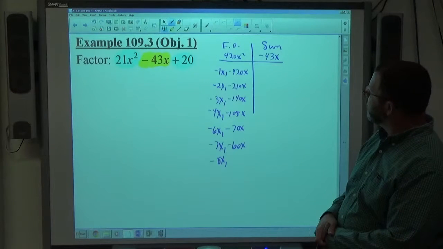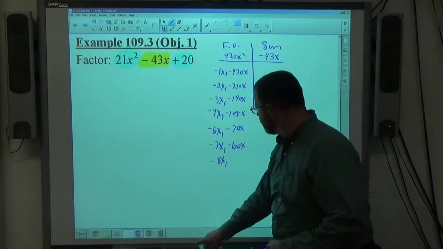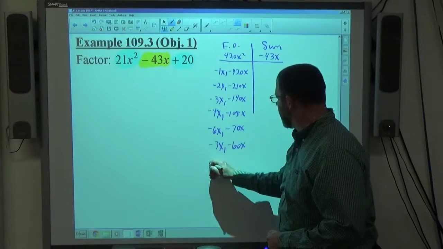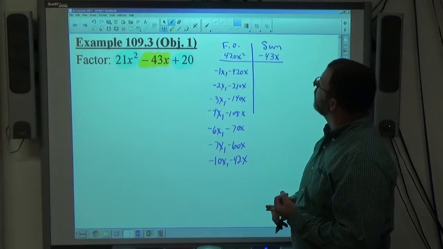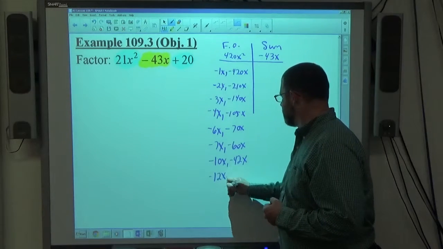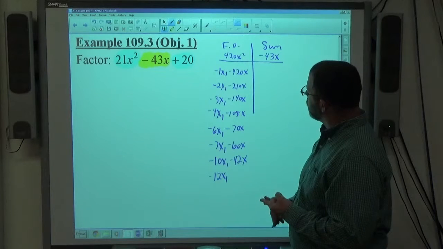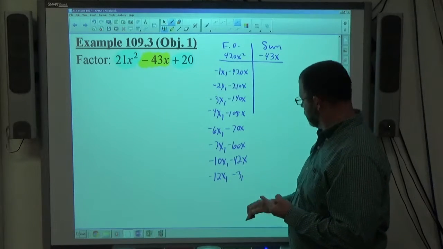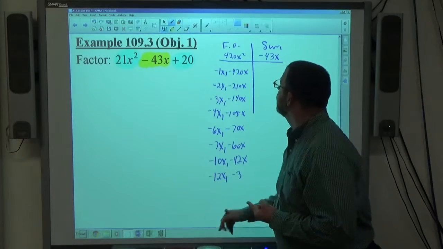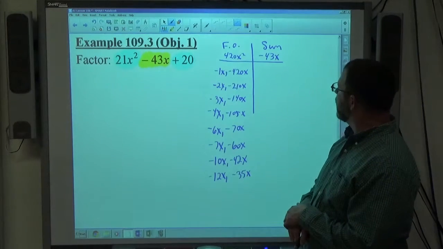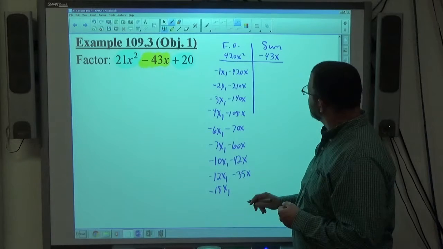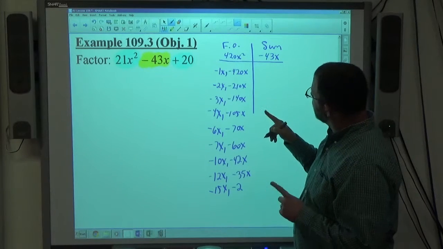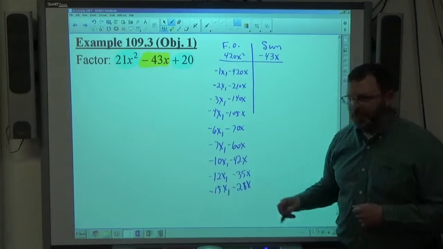8. Let's see. 8 doesn't go into it. 9 doesn't go into it. 10, so it would be negative 10x and negative 42x, which makes negative 52x. 11 doesn't go into it. 12, maybe. 12 and 35 gives negative 47x, getting closer. 13, 14, negative 15x. And let's see, negative 28. There we go. Negative 15x and negative 28x.